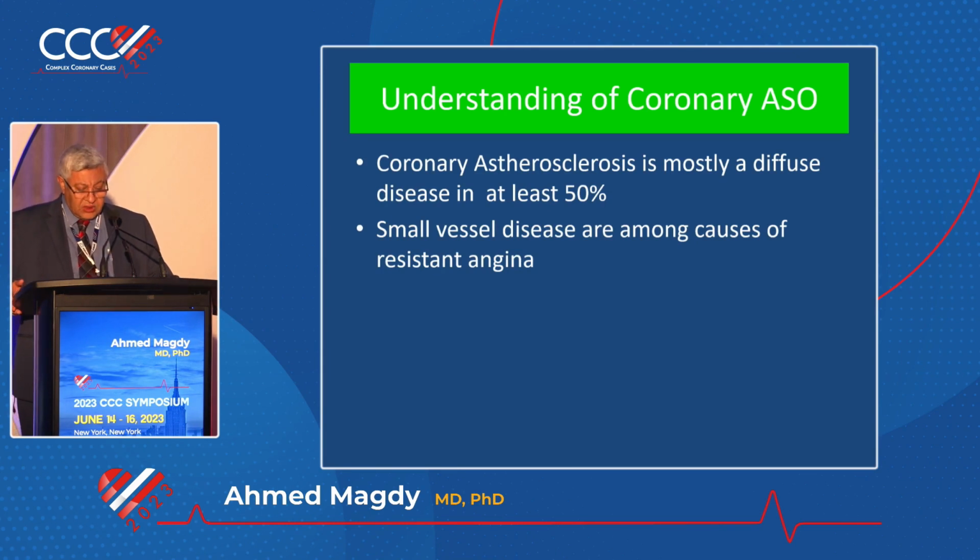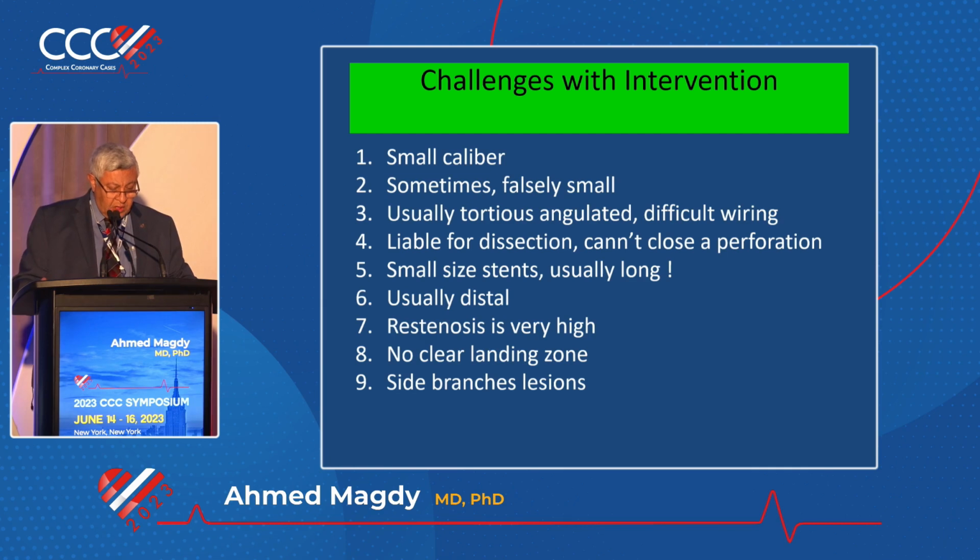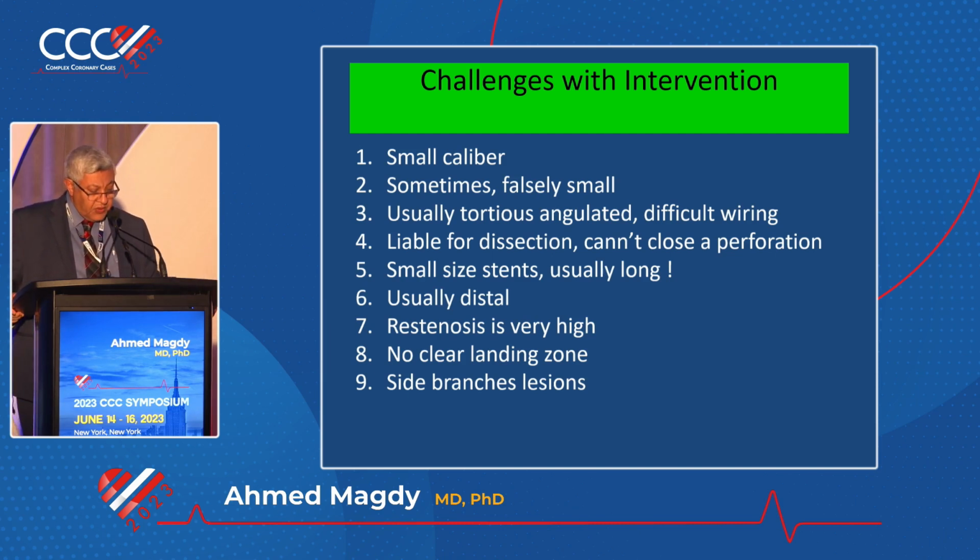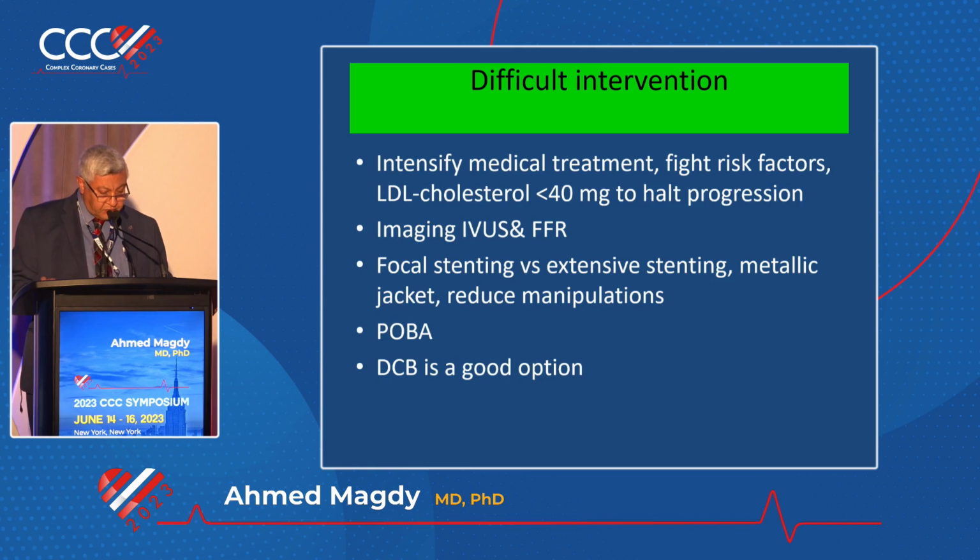Coronary atherosclerosis is mostly diffuse disease, in at least 50% of patients. Small vessel disease is among the causes of resistant angina. What are the challenges with such small vessel diseases? Small caliber, sometimes falsely small. You understand that from the imaging. Usually tortuous, angulated, difficult wiring, liable for dissection. And if you have perforation, you may not be able to close. You need certain kinds of stents. Usually distal restenosis is very high, and so it is always challenging.